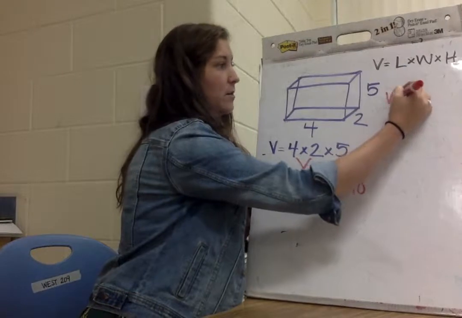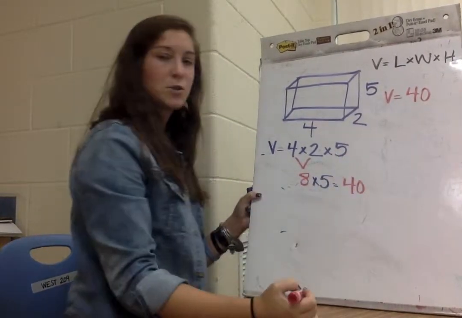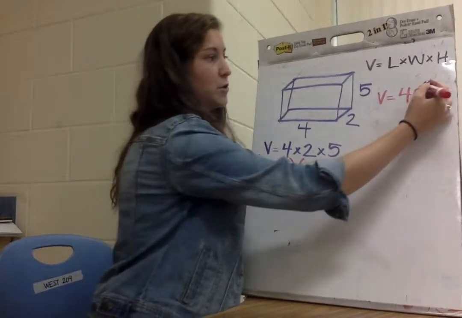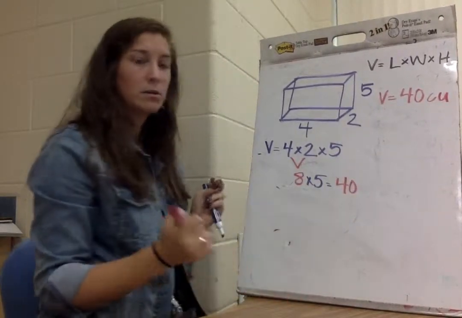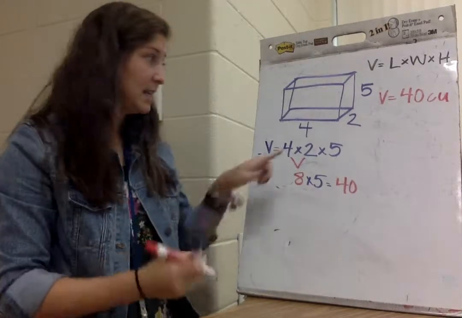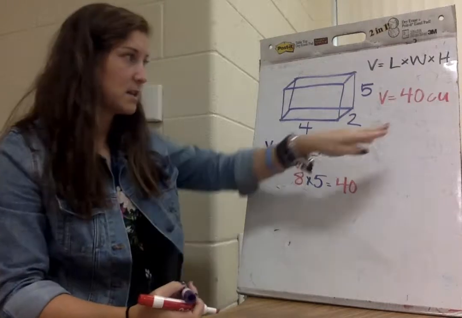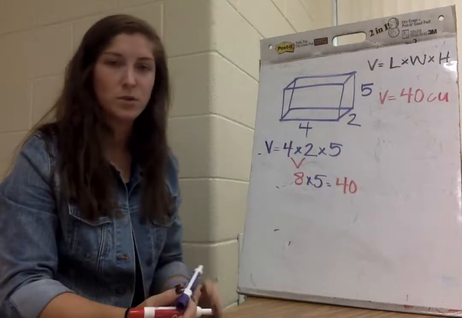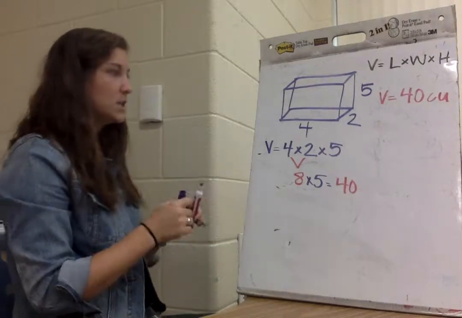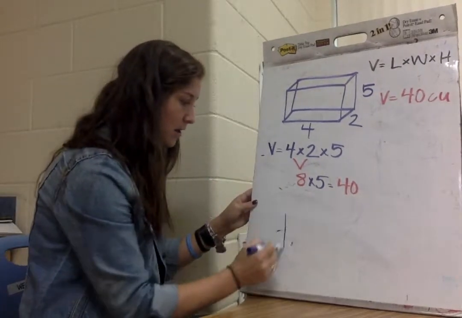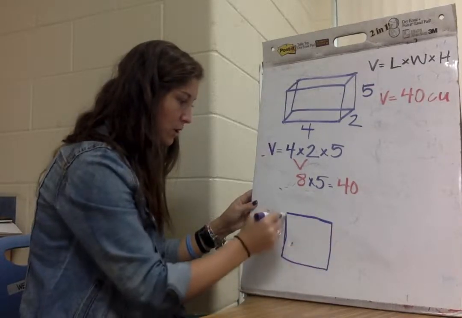So the volume of my prism here is 40, and I'm sure a lot of you guys have talked about how to label this. I'm going to label it cubic units because I didn't give it a label as far as inches, centimeters, meters, those kinds of things. So I'm going to stick with the label CU for cubic units. Okay? So I can draw another one down here, and this one's going to be my cube.